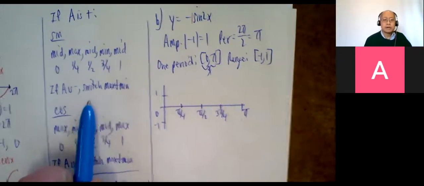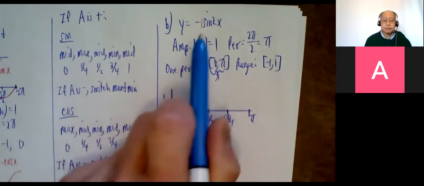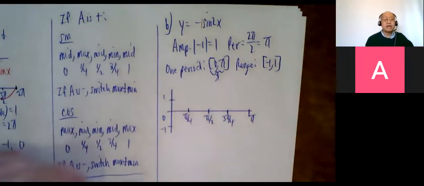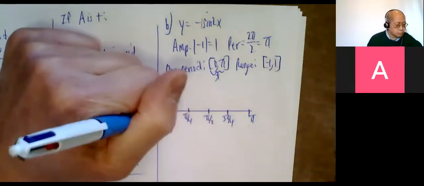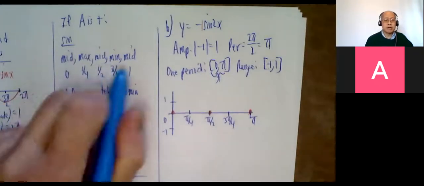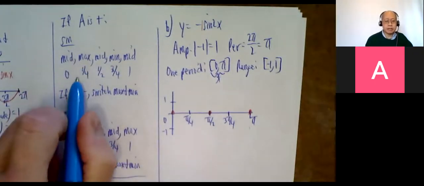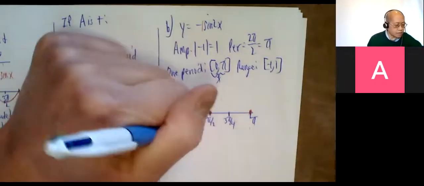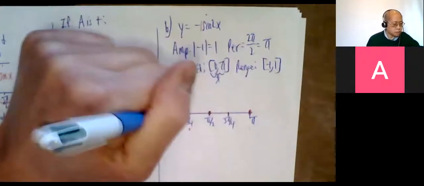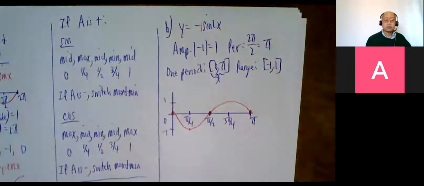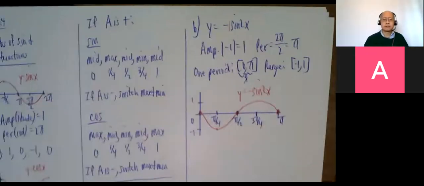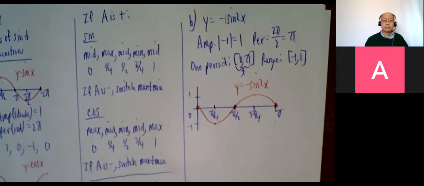All right, now A is -1. So I switch to maximum and minimum. The midline stays the same, which is still 0, 0, 0. Midline, midline, midline. But the max becomes the min. That means I start down to -1, and the min becomes the max. So that's y equals negative sine 2x. Okay, that's how you analyze this stuff.